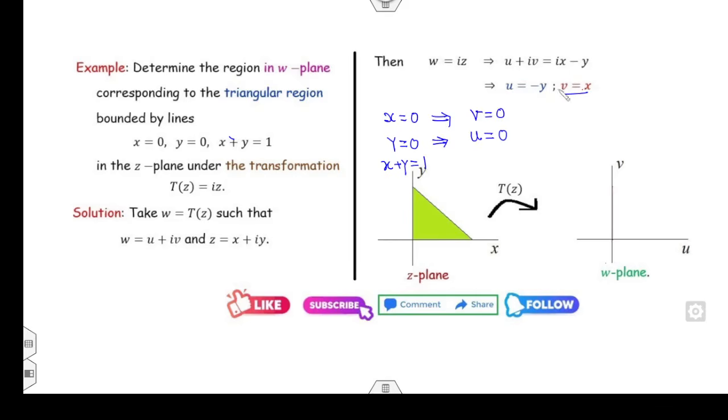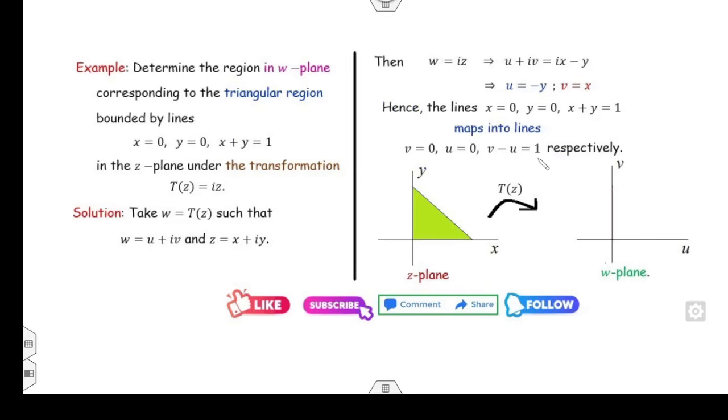When x plus y is equal to 1, what will happen? x plus y will happen only when you subtract them: v minus u is equal to 1. Now can you draw the graph? This is the line v is equal to 0, u is equal to 0, and v minus u is equal to 1. That is the common portion which defines the corresponding region. And again you can see the triangular region maps to a triangular region.